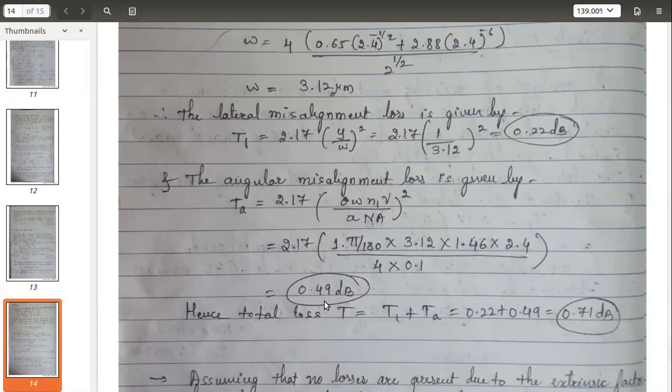So what is the total misalignment? Total misalignment will be the sum of both, that is TL plus TA. So you got 0.22 plus 0.49, which is 0.71 dB. Okay, this is one simple problem. It is a direct formula, and you just have to substitute the data into the formula.